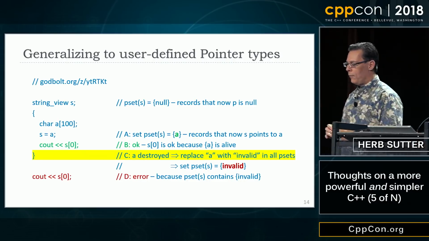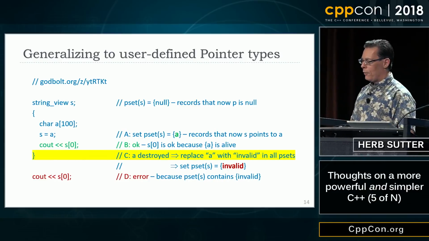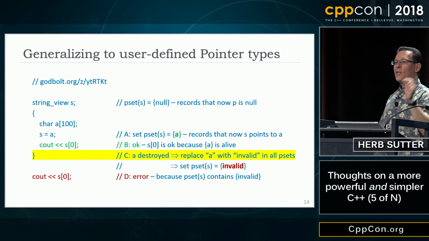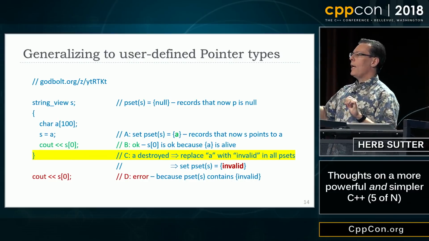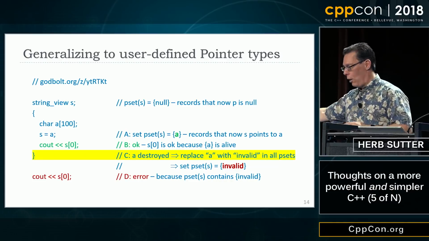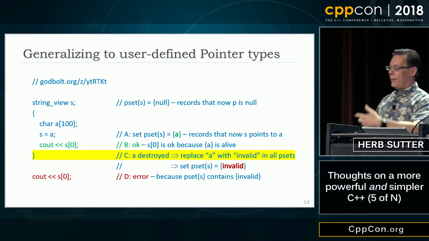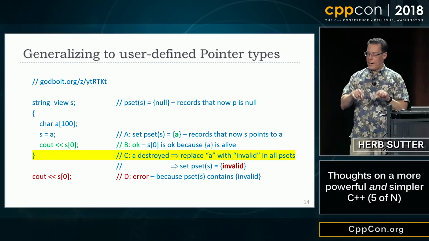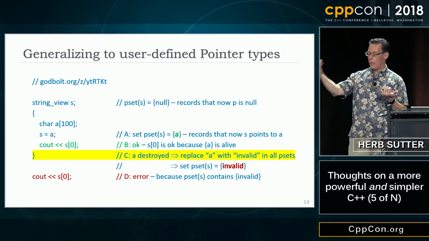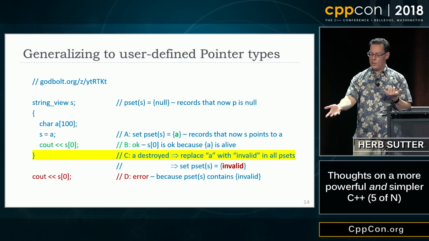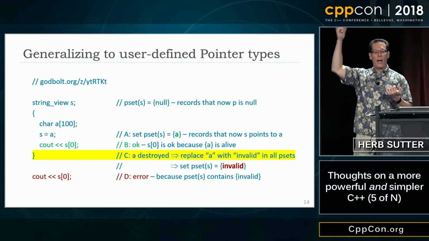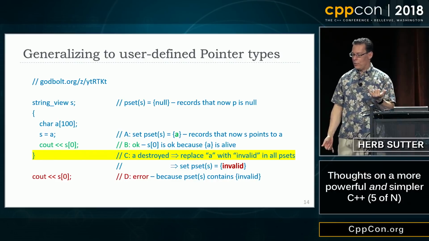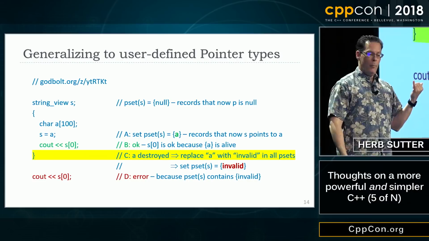But a string view, we do that by default. And you can see the Godbolt example live there if you'd like to run it. Please not now, but it's available afterwards. So the string view S, when we default construct it, we say, okay, a default constructed pointer by default is null, points to null. Then I enter a scope, I have a character array, I say S equals A, so I've got now a string view to that array. So P set S is A, string view points to array A, and I can use the string view S sub 0, but at line C, when A is destroyed, I go and I replace A in all P sets with invalid. So now S, the string view, points to invalid.